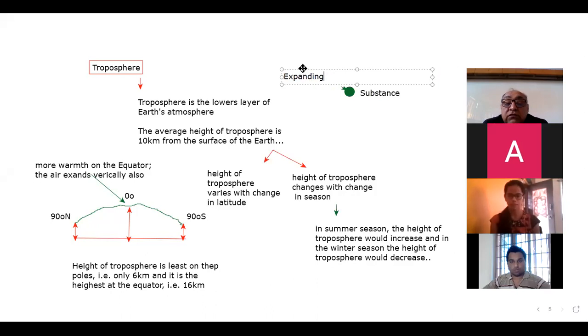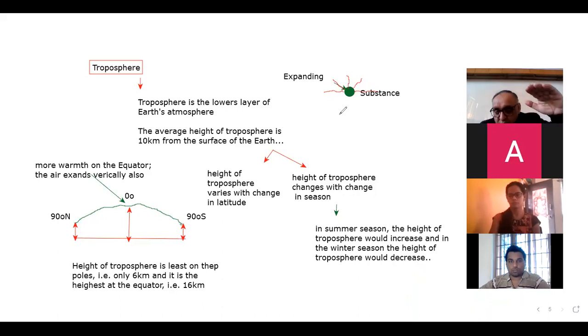and in which direction will it expand? Wherever it finds the way, it will start moving in that direction. So this expansion may be on this side also, and on this side also. It means the expansion will take place horizontally as well as vertically.